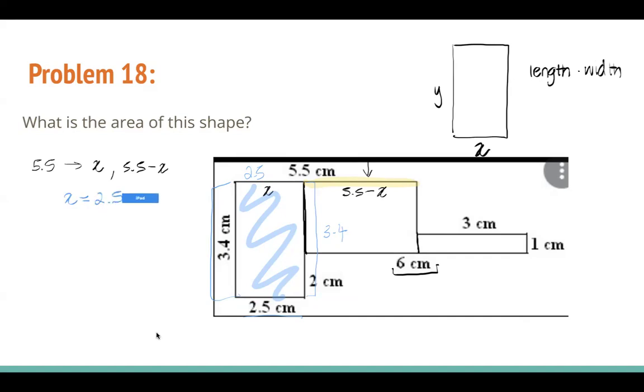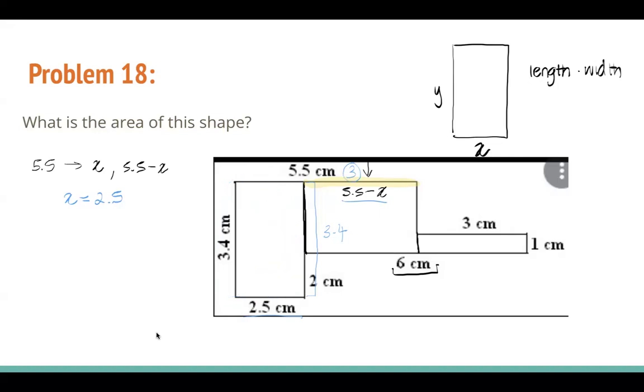Well, we can solve for this one, right? So what's 5.5 minus 2.5? 3.0. So we know our side length is going to be 3. Okay, does that make sense to everyone? Yes. Okay, so now let's try and solve for a different side.